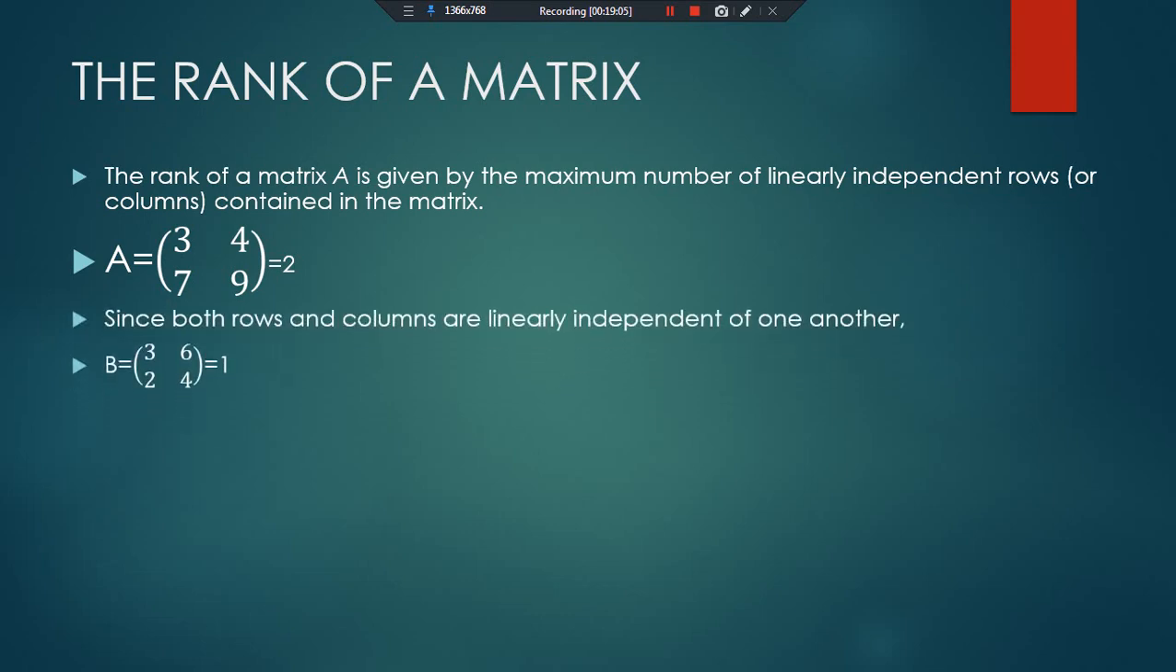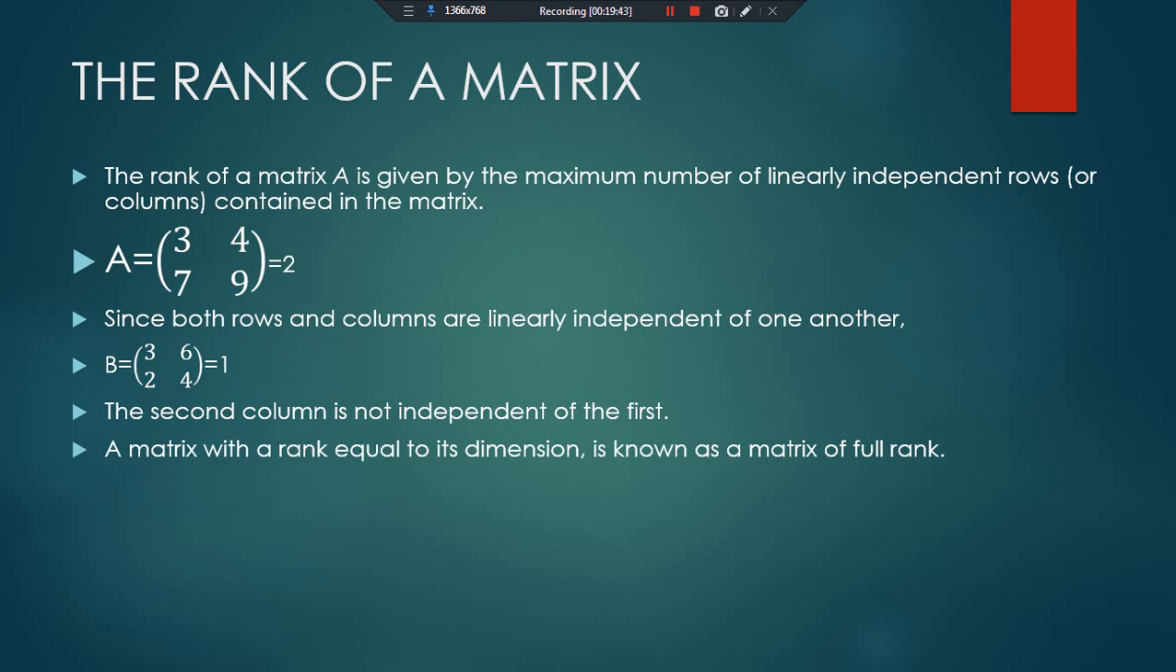But here you can see that we have a B matrix: 3, 2, 6, 4. Everybody can imagine that if you multiply 2 with the first column, you get this. So when our rows or columns are linearly dependent upon one another, we can give it a rank, half rank. So here we have a 1 rank, here we have a full rank, and here we have a half rank. The second column is not independent of the first.